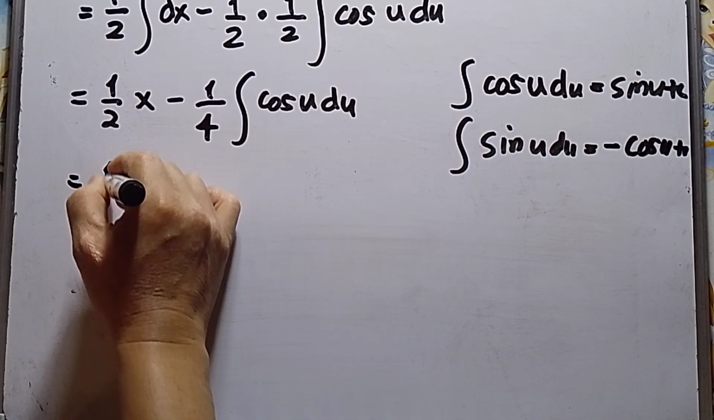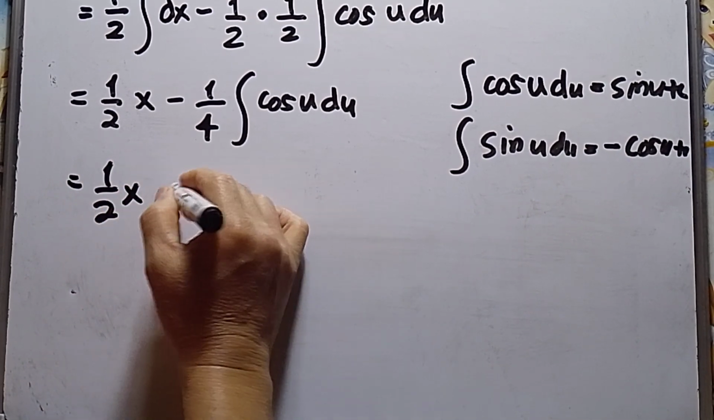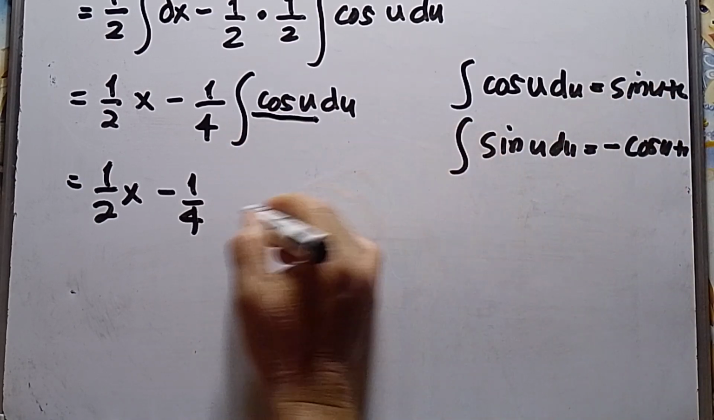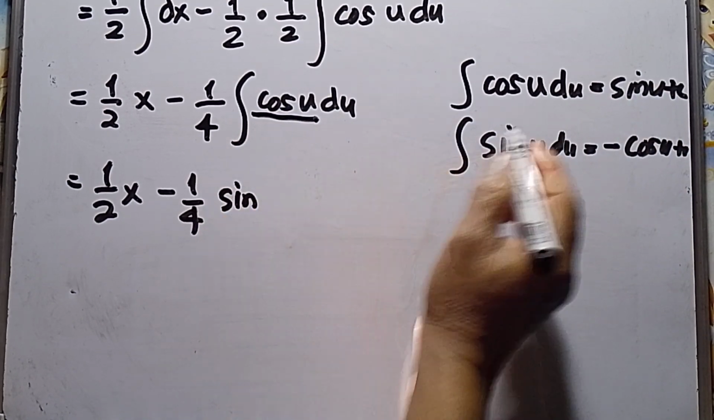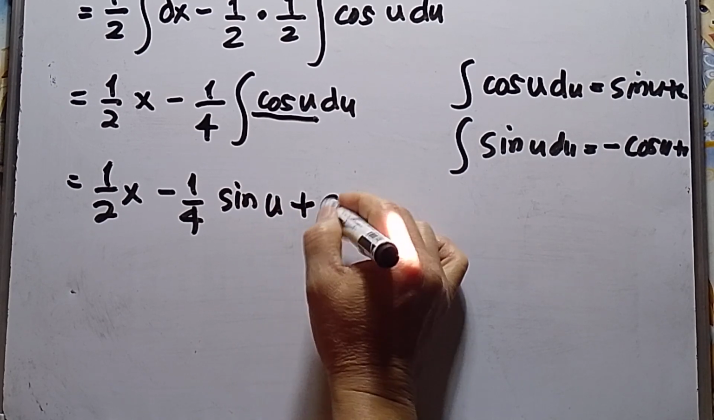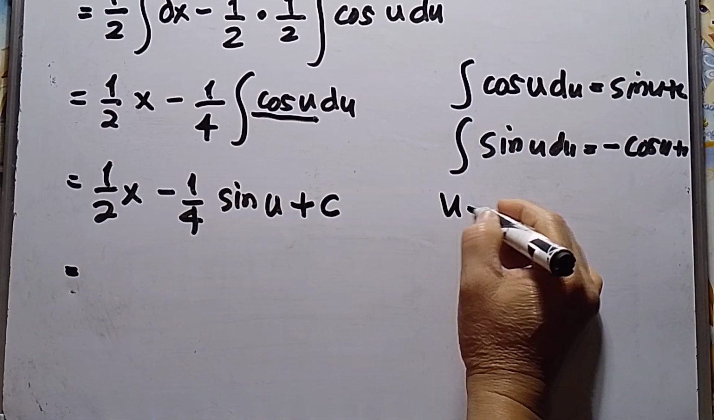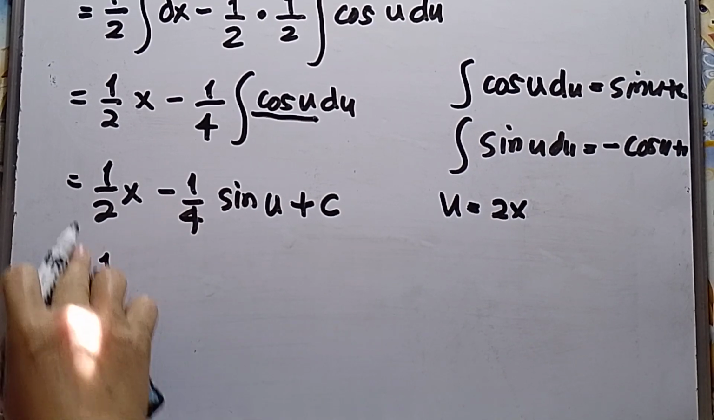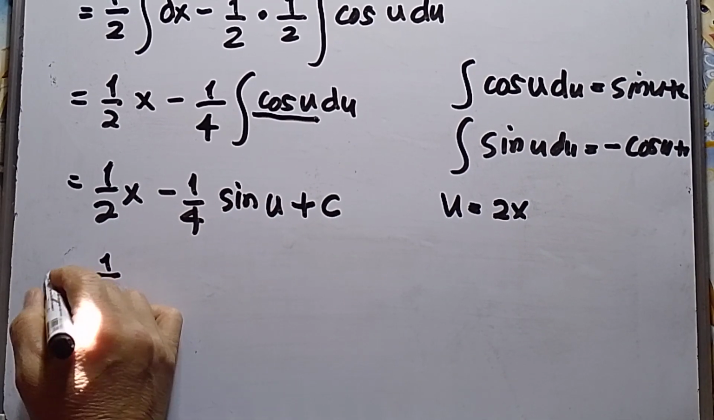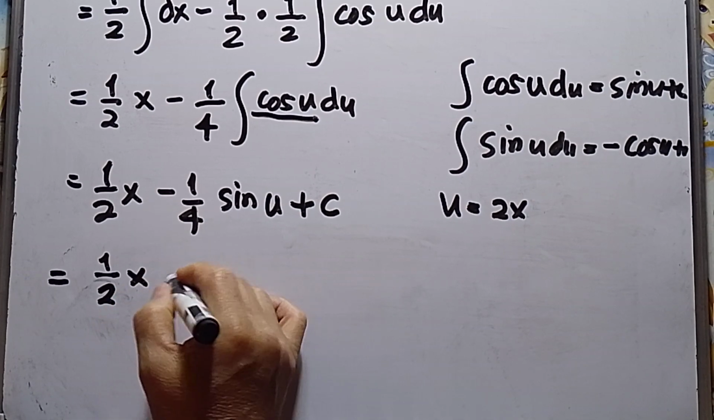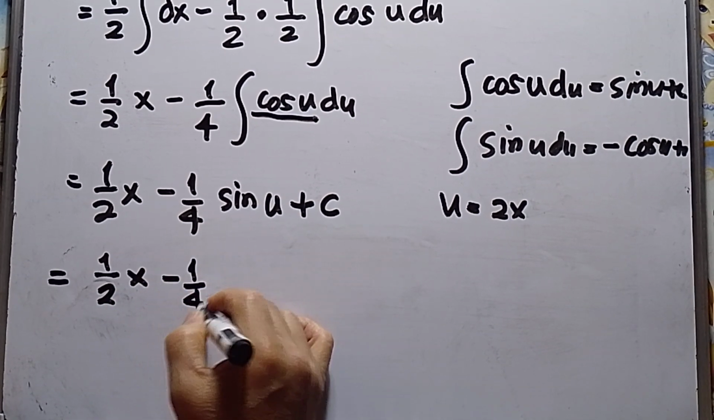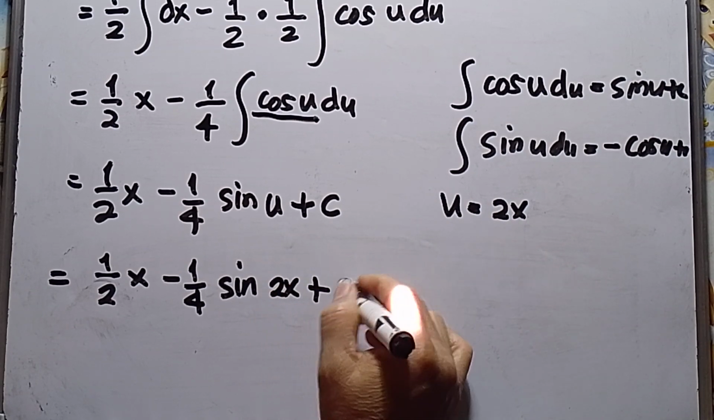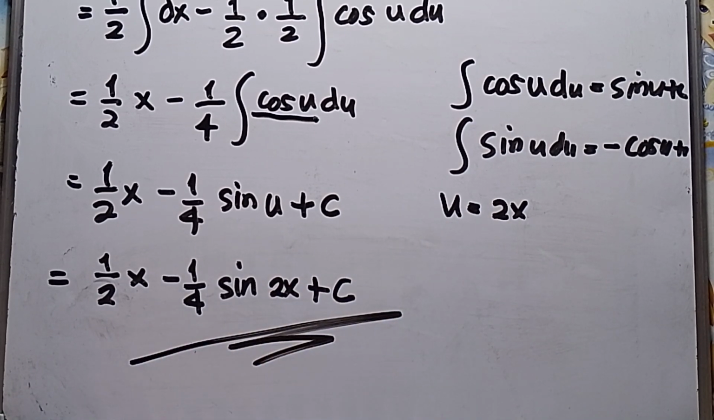Okay, so this will be 1 over 2 x minus 1 over 4. So the integral of cosine u is sine u plus c. Take note, u is 2x. So 1 over 2 x minus 1 over 4 sine, what is u? 2x plus c. So this is my answer, and that's all.